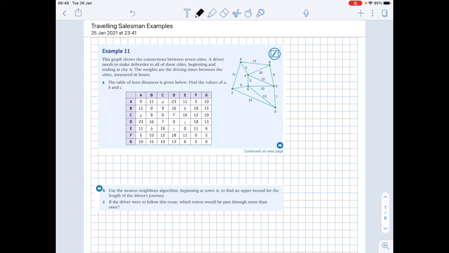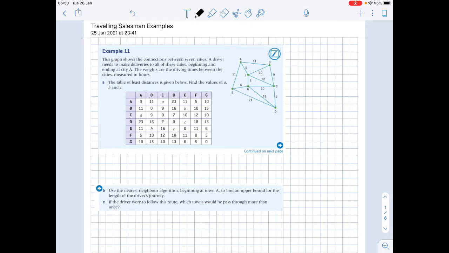We're going to look here at finding the upper bound of the travelling salesman problem by using the nearest neighbour algorithm. In this case, you're given a graph of a set of deliveries, with distances between cities for deliveries. The key first thing is that in order to go through this process, you need a complete graph. Now, we don't have a complete graph here because everything doesn't connect to everything else.